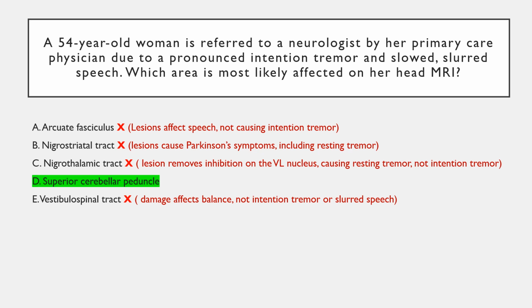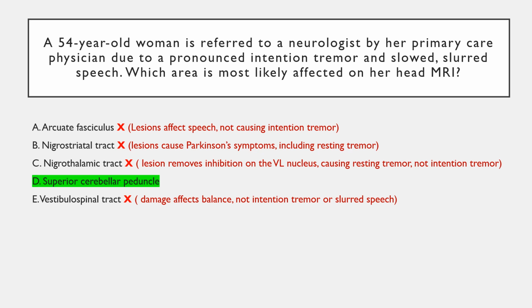Let's have a look at why the other options are incorrect. Option A, arcuate fasciculus, is incorrect as the arcuate fasciculus connects the Broca's area with the Wernicke's area in the cerebral cortex. It coordinates the production and interpretation of speech, and a lesion to this structure would not present with a marked intention tremor as seen in this patient.